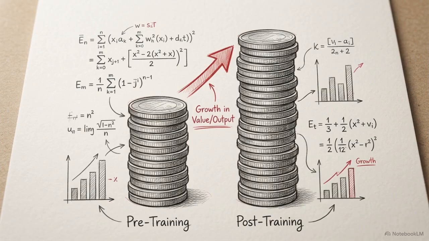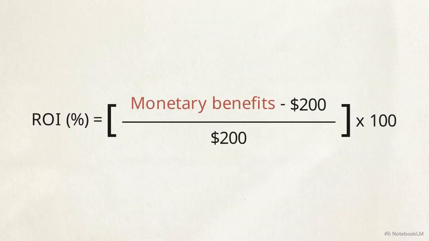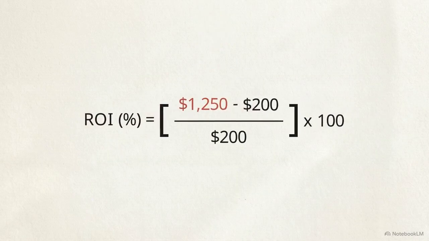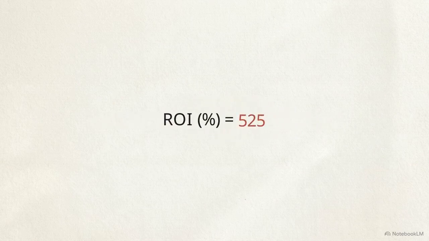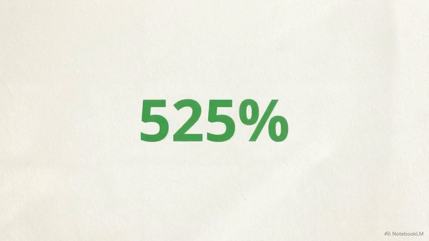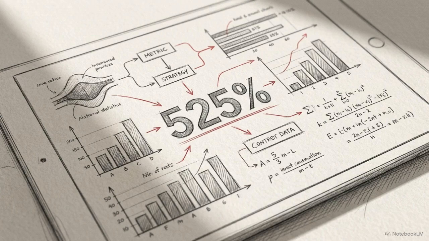This is the financial difference between the post-training profit and the pre-training baseline. This side-by-side chart visualizes the difference. Subtracting the $10,000 baseline from the post-training profit leaves a net benefit of $1,250. We plug that number into our core equation. Subtract the $200 cost, divide by the cost, and multiply by 100. The calculation resolves to your final ROI, 525%. This positive percentage is your proof that the training generated significantly more profit for the company than it cost to execute. You now possess a powerful financial metric.